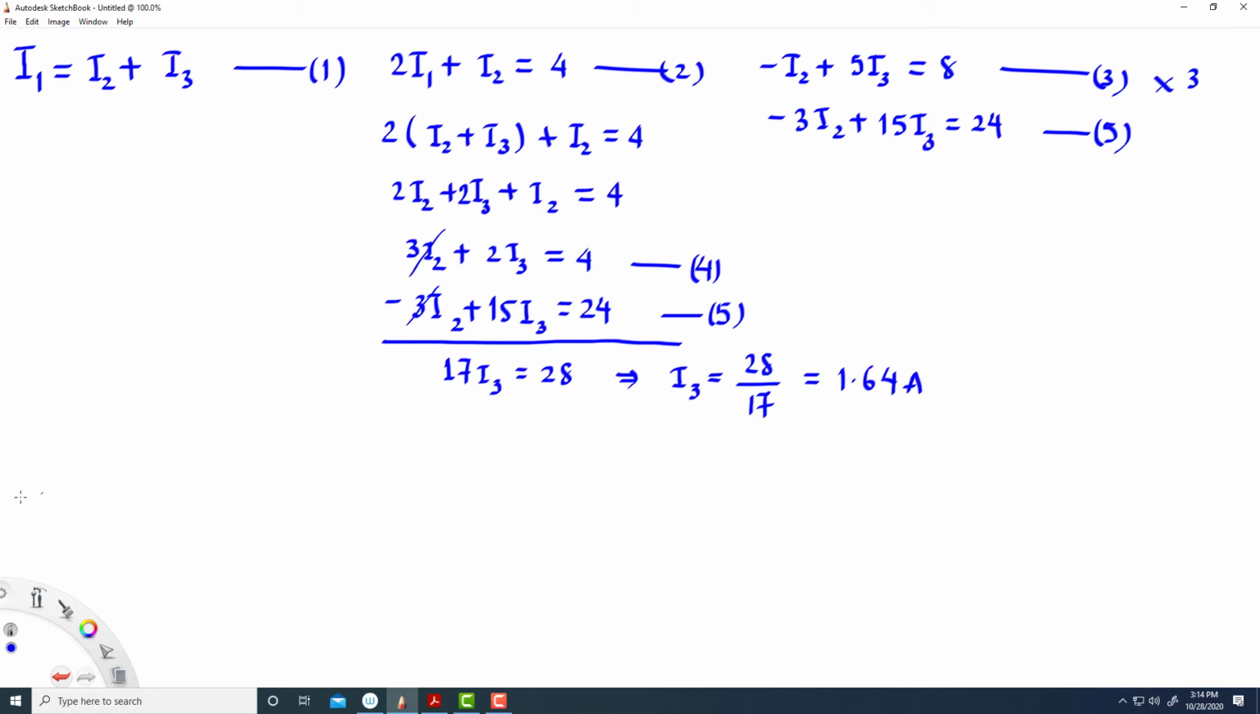And then we can use that value in either equation 4 or 3. Okay, so let's use this in equation 3. Use I3 equal to 1.64 amperes in equation 3. So minus I2 plus 5 I3, and I3 is 1.64 amperes.